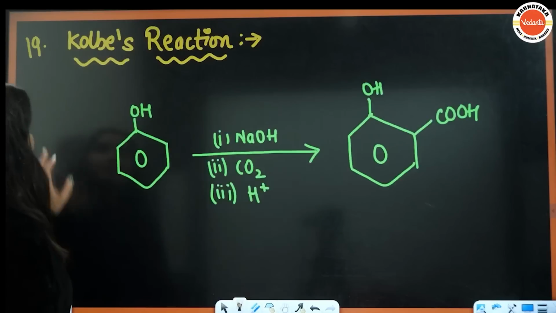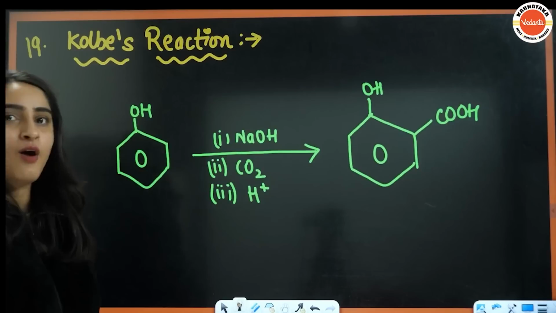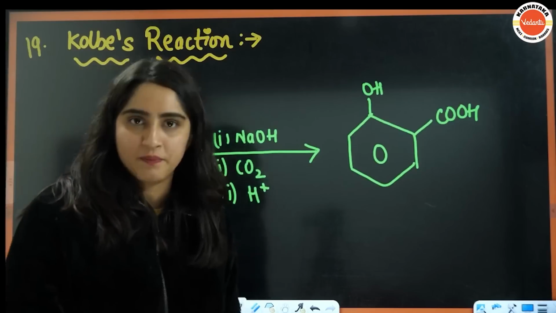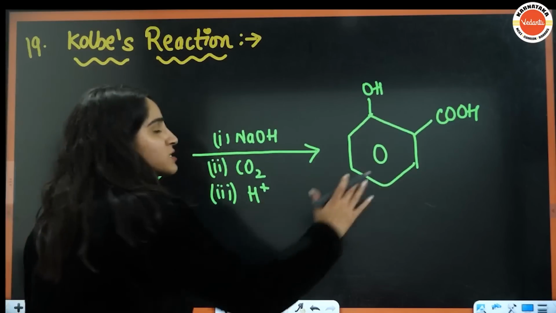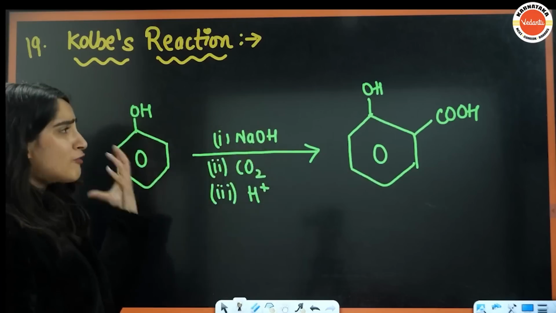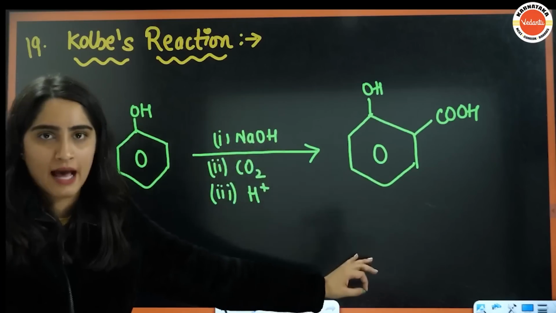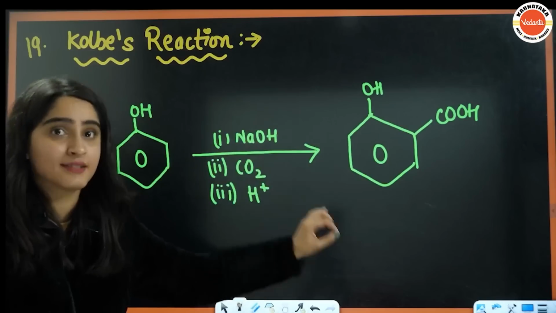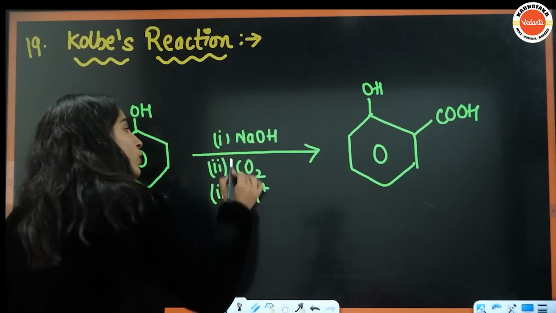Okay, so next is the Kolbe reaction. Now the mechanism itself is very important. What we have done here: this is the salicylic acid that is formed, and this is NaOH. Phenol is getting converted into salicylic acid. Okay, this is an acid, not an aldehyde. Here we have used CO2.